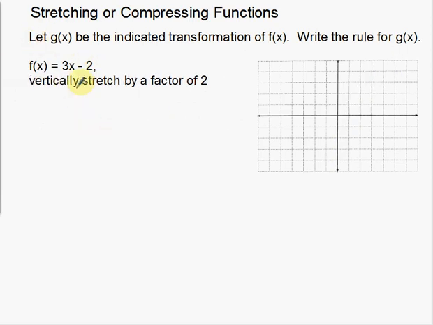Stretching and compressing, but this time we're going to vertically stretch by a factor of 2. So same deal. Let g of x be the indicated transformation of f of x. Write the rule for g of x. Okay, so what we're going to do is write the new equation, but this time instead of horizontally stretching, we're going to vertically stretch by a factor of 2.